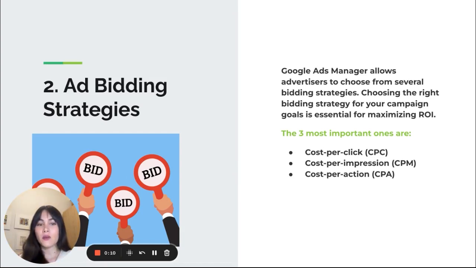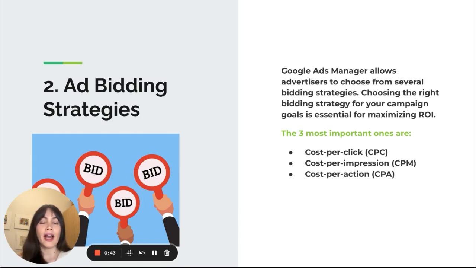What I mean by this is that Google Ads Manager will allow you to take several different bidding strategies. The 3 most important ones to really recognize are cost per click, which is CPC. This is the most popular one. Cost per impression, which is just that, how many people will see your ad, how many people will see that pop up. And then cost per action, so CPA, does that person click? Is there a conversion being made? All of these things are important, so you can really decide what type of campaign you'd like to run.